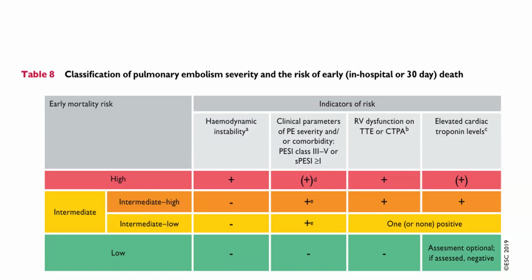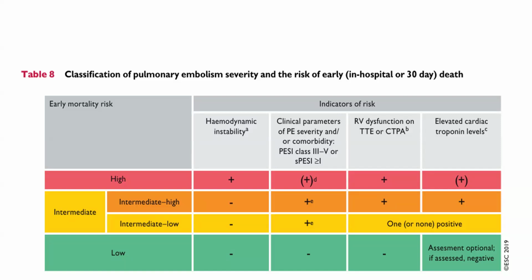High risk applies if the patient is hemodynamically unstable, the PESI score is high, RV dysfunction is present, and the cardiac troponin values are high. If the early mortality risk is intermediate, it is divided into high and low risk. Intermediate high risk includes patients who are hemodynamically stable but have a high PESI score, RV dysfunction, and elevated cardiac troponin. Intermediate low risk includes hemodynamically stable patients with a high PESI score, and either RV dysfunction on the echo or the presence of elevated troponin.